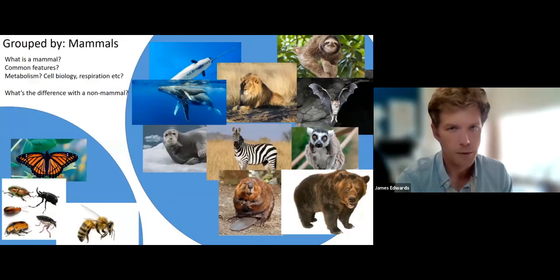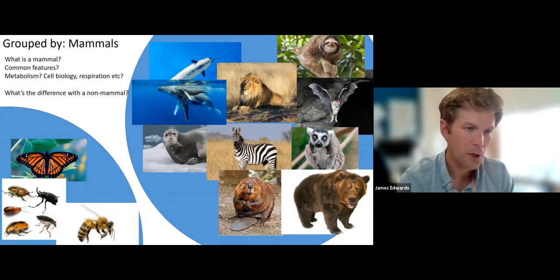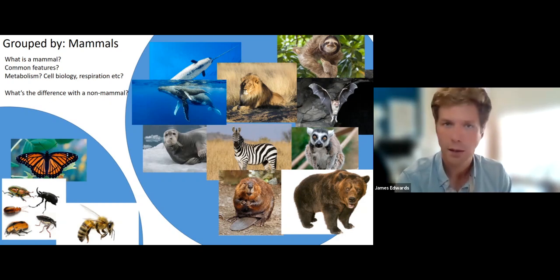For example, we could group things by mammals. We could ask questions like, what's a mammal? What's the metabolic differences between a mammal and an insect, for example? Are there cell biology features? In contrast, what features distinguish a non-mammal?